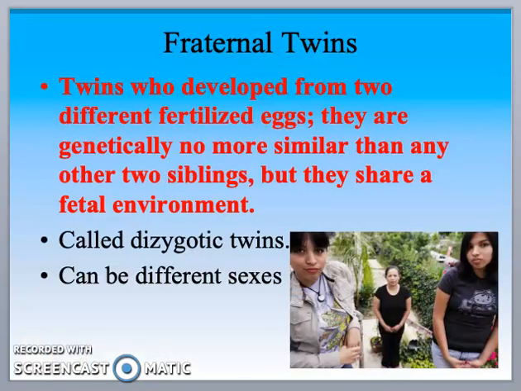Now, fraternal twins are twins who develop from two different fertilized eggs. They're no more similar than any other two siblings, but they share the fetal environment and they share the same birthday, the same age, and everything.